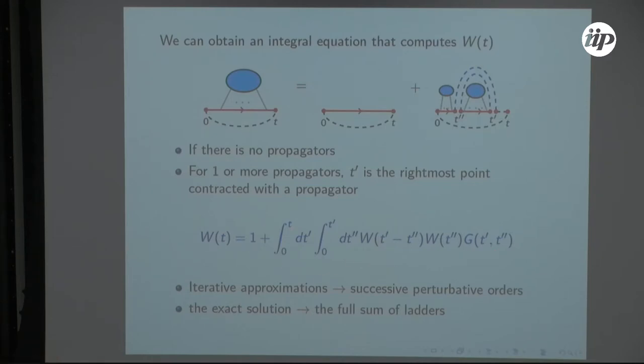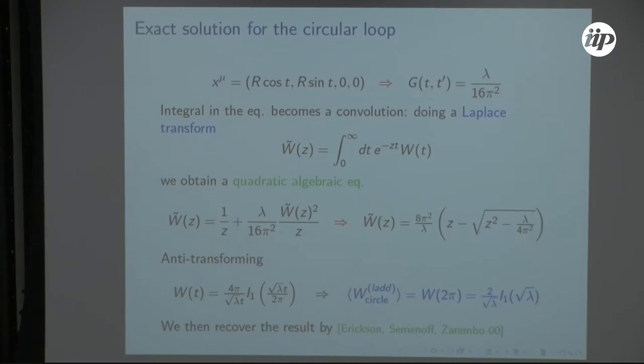And this is crucial, because now if this is just a constant, this is just a convolution, right? If this is just a convolution, this is very simple to solve by doing a Laplace transform. If you do a Laplace transform, this integral equation, when you have a convolution, becomes a quadratic equation for the Laplace transform of your W of t function. You solve this quadratic equation. You have this function of the conjugate Laplace variable, and then if you anti-transform back to t, you get some Bessel function.